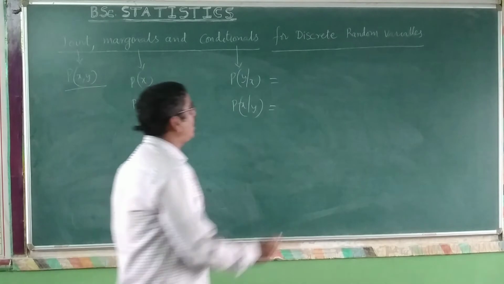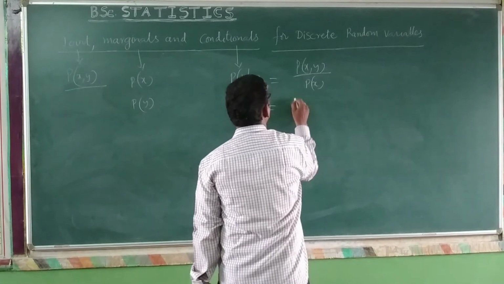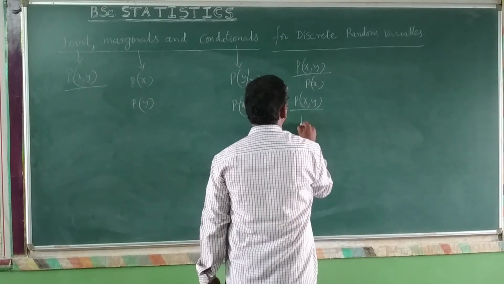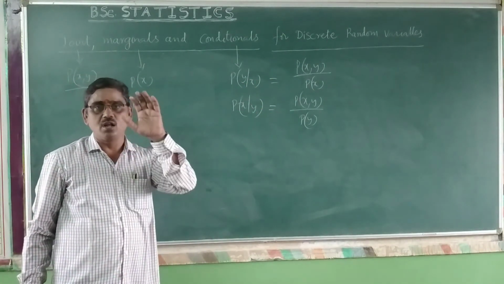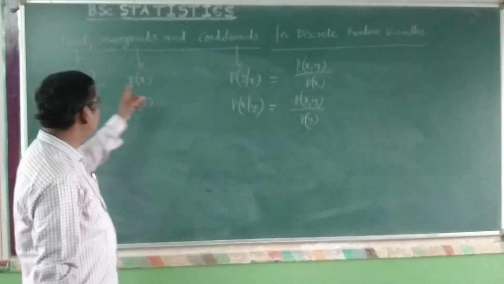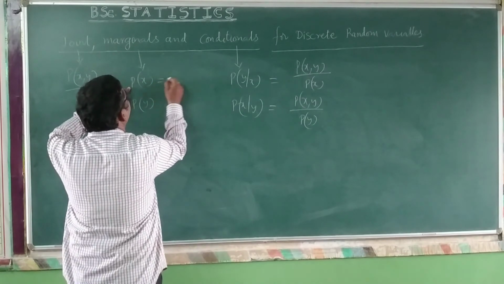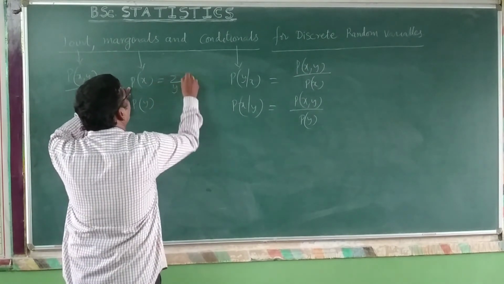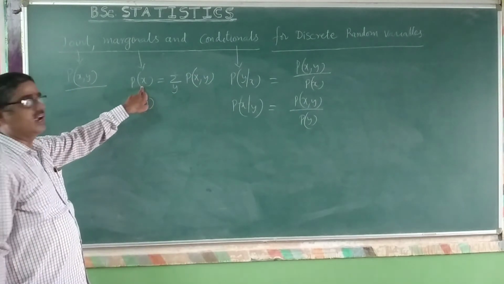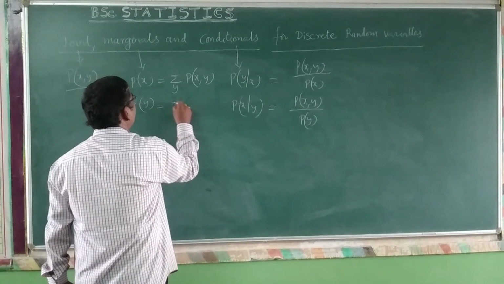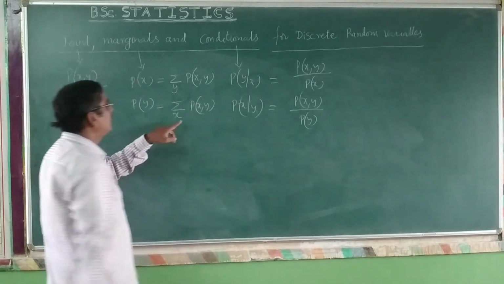For the conditional formulas, y given x is probability of x comma y divided by probability of x, and x given y is probability of x comma y divided by probability of y. These are the notations without i and j. How is probability of x calculated? It is calculated by summation with respect to y. If you sum the joint, you get the marginal of x. Similarly, p of y is obtained by summing with respect to x the joint probability mass function, that is p of xy.